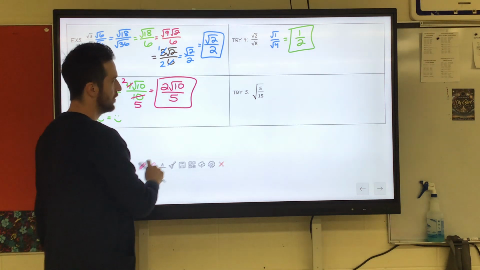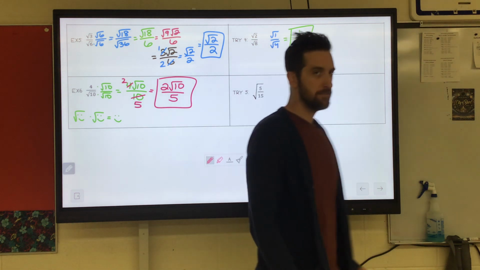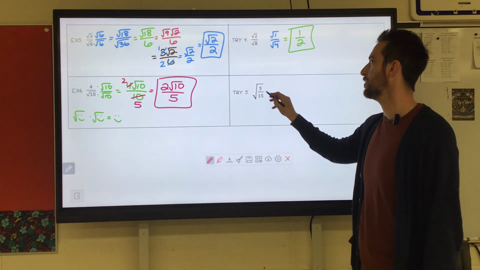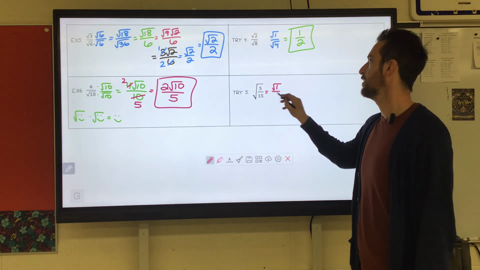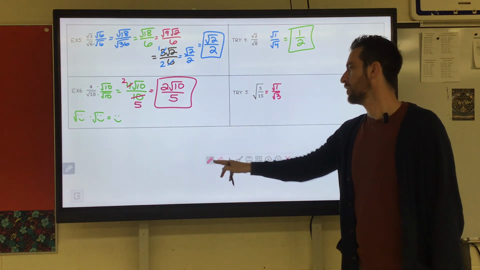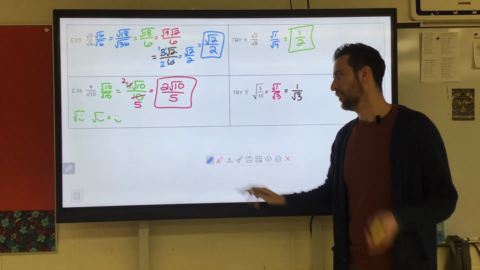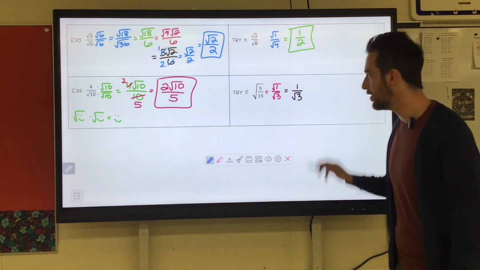Yay! Here we go. 5 over 15. Can you simplify that? Yeah. 5 goes into 15 3 times. So it becomes root 1 over root 3. Square root of 1 is 1. 1 over root 3. No radicals in the denominator.